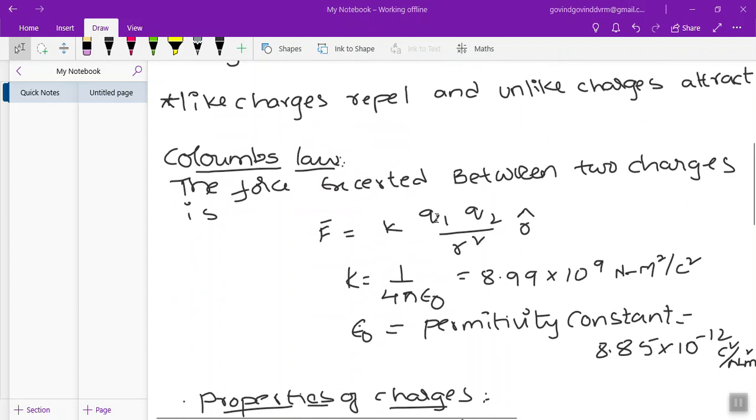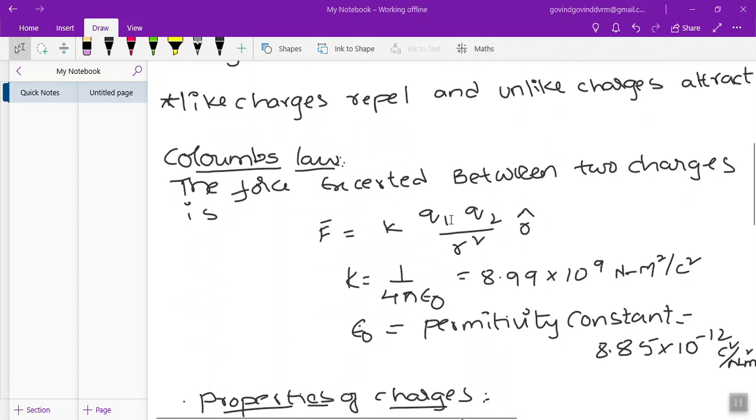And by conducting experiments, we can find the value of k, which is equal to 1 by 4 pi epsilon naught, equal to 8.99 into 10 to the power 9 newton meter square per coulomb square, and epsilon naught is the permittivity constant, and its value is equal to 8.85 into 10 to the power minus 12 coulomb square per newton meter square.